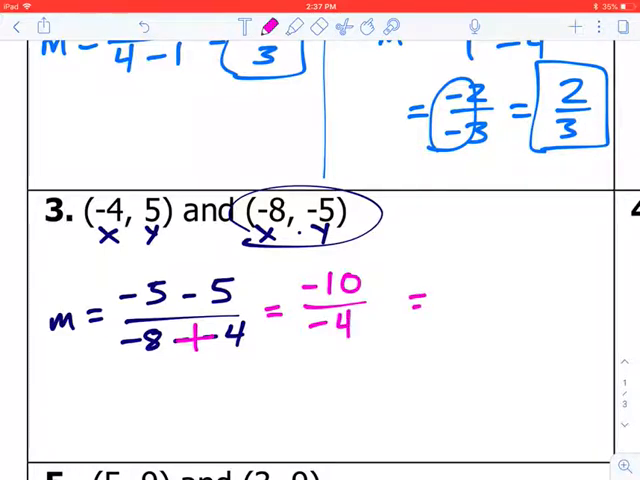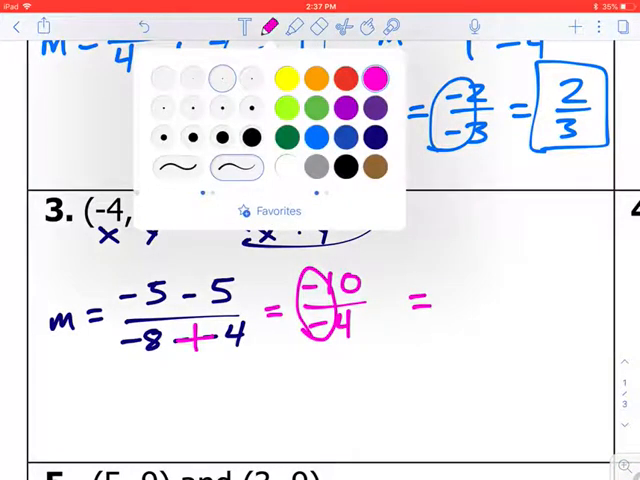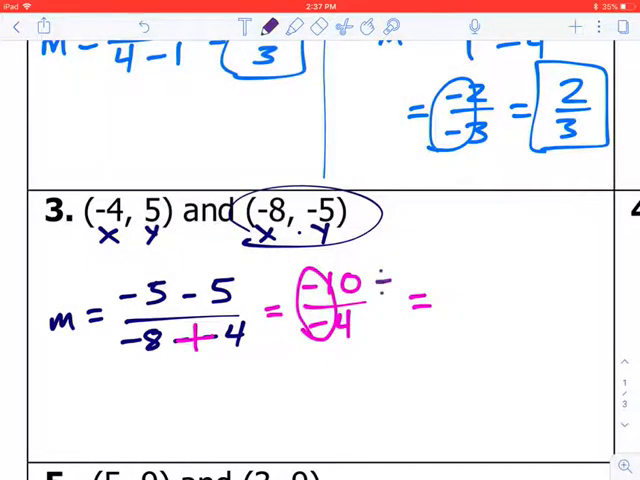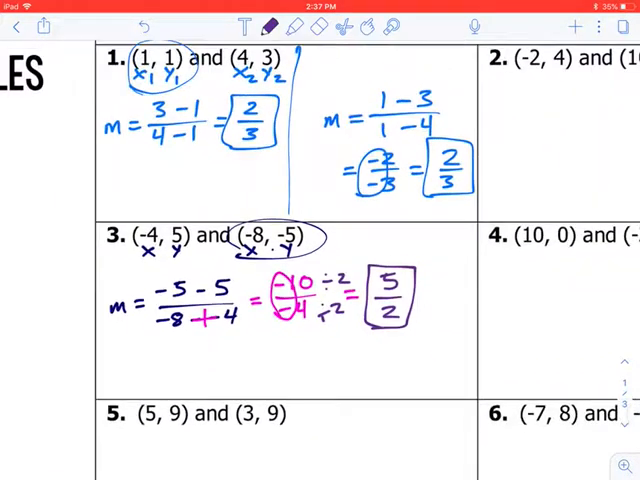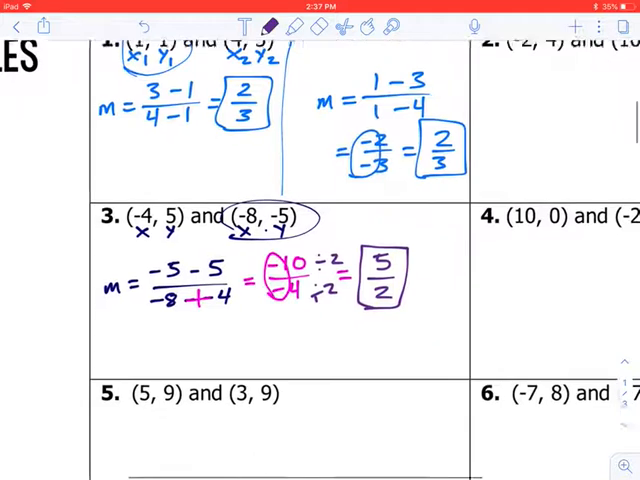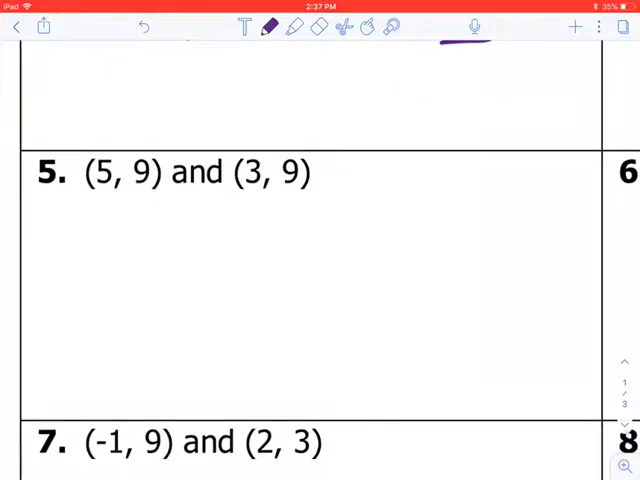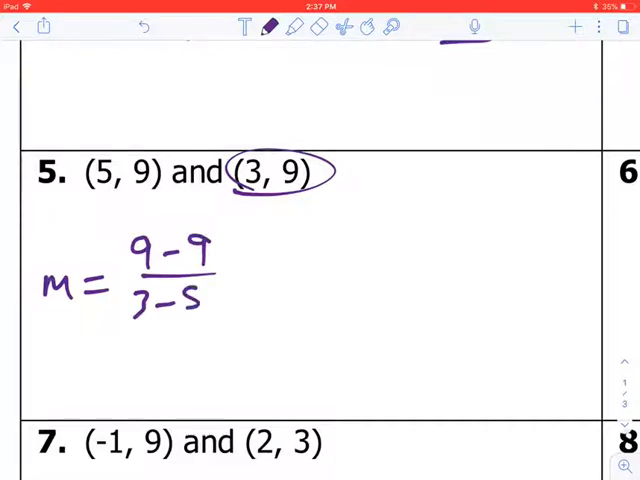Okay. So once again, negative divided by negative is positive. And I can go ahead and divide both of those by 2 to get my final answer. So 10 divided by 2 is 5. 4 divided by 2 is 2. And there's my final answer. Okay. Now look at these two special cases. 5, 9, 3, and 9. So if I start here, 9 minus 9, and then 3 minus 5, I've got 0 and negative 2.